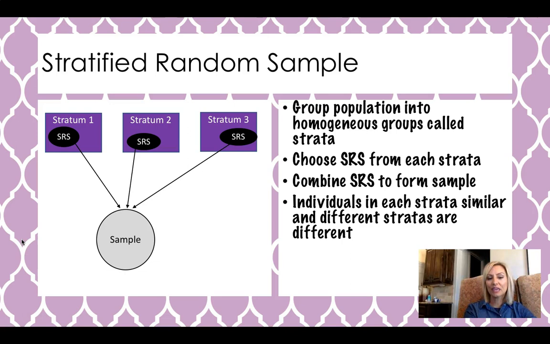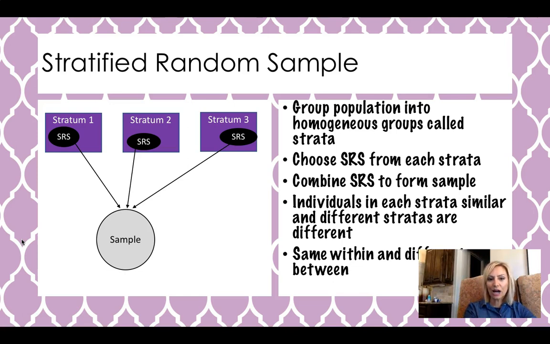Make sure that when the strata are divided, the individuals in each strata are similar and the different strata are different from one another. So what we typically say is that they're the same within and different between. So let's say we want to sample from a population again at the high school that we were talking about earlier. How would we take a stratified random sample?